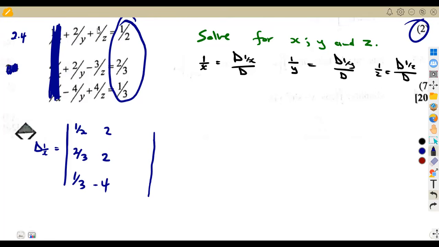For z, you take it as it is, plus 1z. This is 1. Z here, which is negative 3. Z here, which is a plus 4. You determine your determinant in this case, all right?